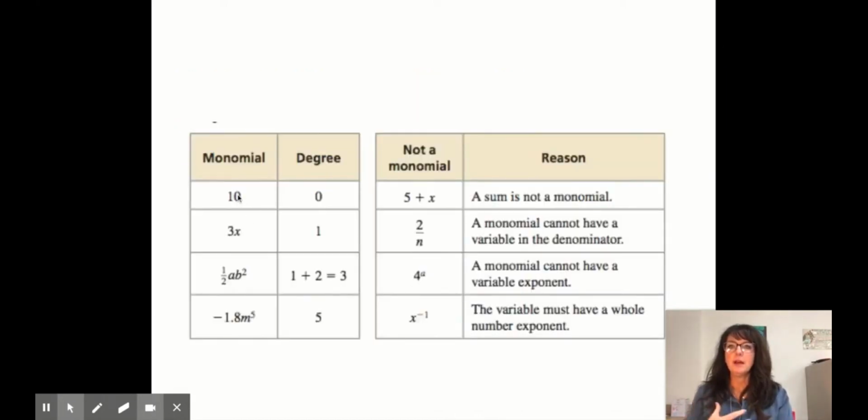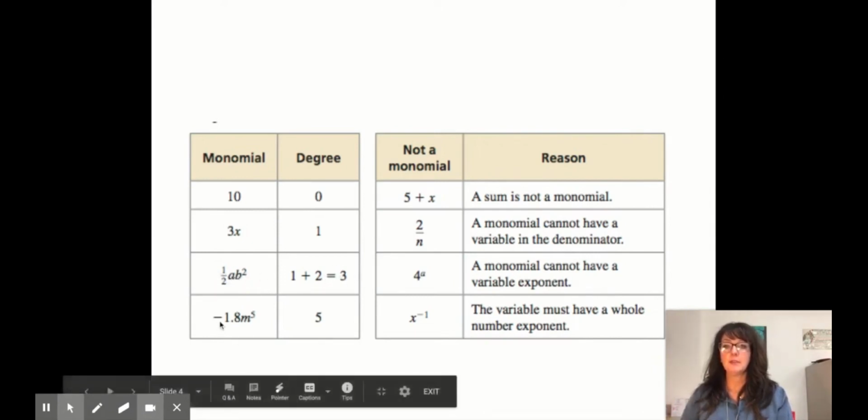So here's an example, a monomial 10. It's just the term, it's a constant, right? The degree is 0. And I'll get more into explaining that a little bit later. So the monomial 3x, right? It's the product of a number and a variable. The exponent of the variable is 1, therefore the degree of the monomial or term is 1. When you have 1/2 a b squared, it's kind of like the coefficient has a degree of 0, but then a has a degree of 1 and b has a degree of 2. So the total degree of this monomial is 3. Here, negative 1.8 m to the 5th power has a degree of 5.